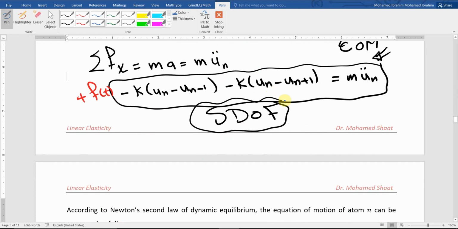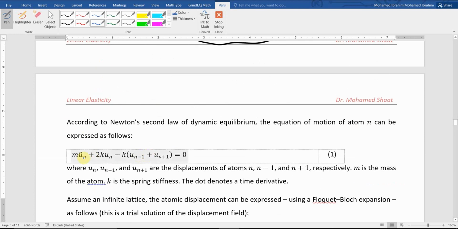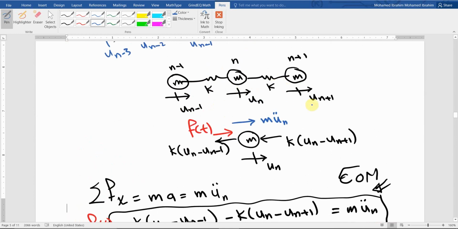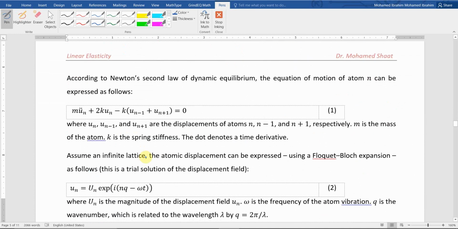So this is the equation of motion that we derived in case we added this part, in case there is an external force. But in case there is no external force, this F of t will be removed or eliminated. So this is going to give us the same equation that we got, which is m u_n double dot plus 2k u_n, where u_n is the displacement of the atom or the particle n, and k is the stiffness or the spring constant. Then we have the displacements of the other neighbor atoms, which are u_{n+1} and u_{n-1}, as we explained here.